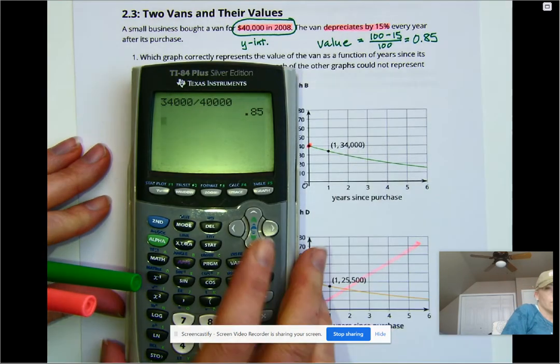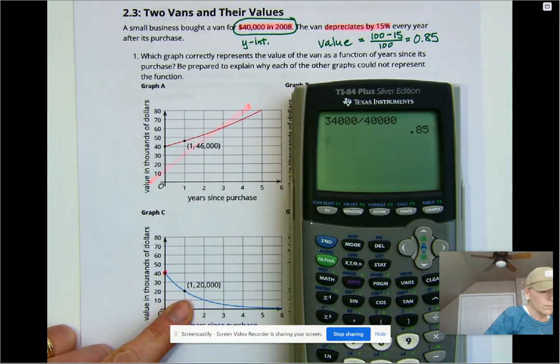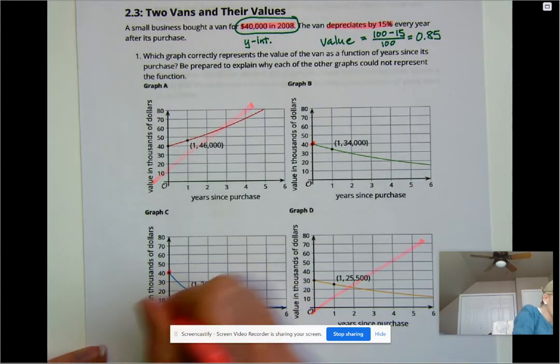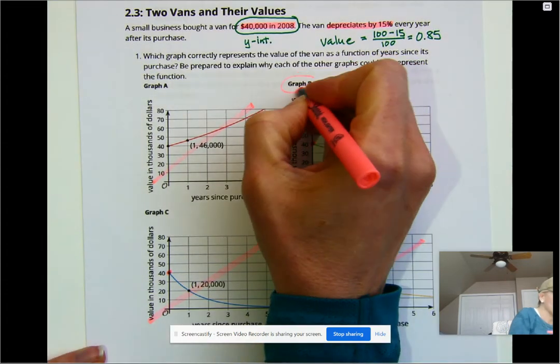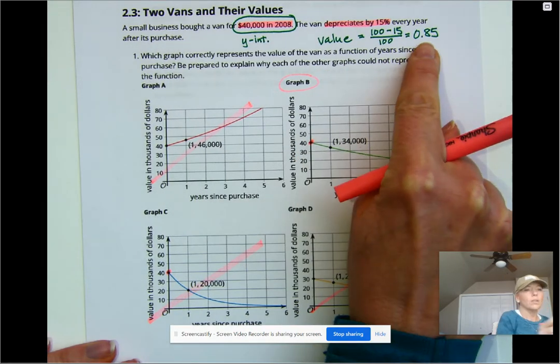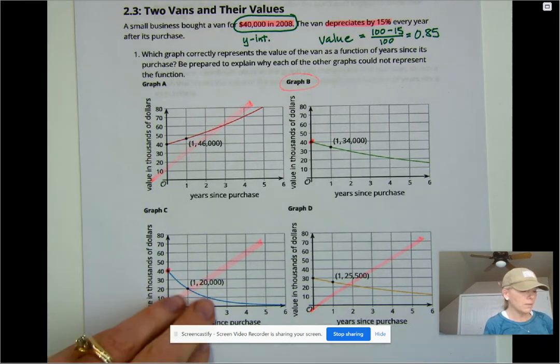And just to find out, what is it if it's 20,000? Oh, it's 0.5. So not the right factor there. So it's also not C. It is definitely graph B. Okay, so graph B shows the correct initial amount of 40,000, and it also shows a decay factor of 0.85, because if the value depreciates by 15% each year, that means 85% of its value still remains.